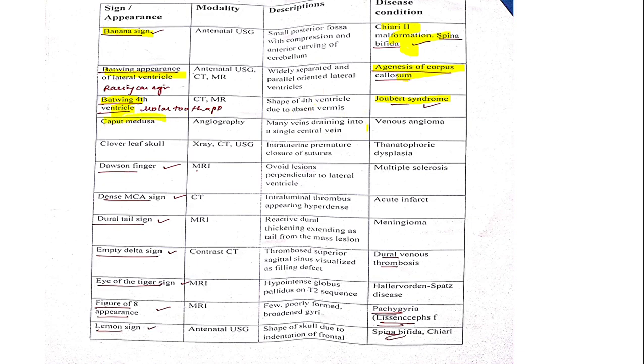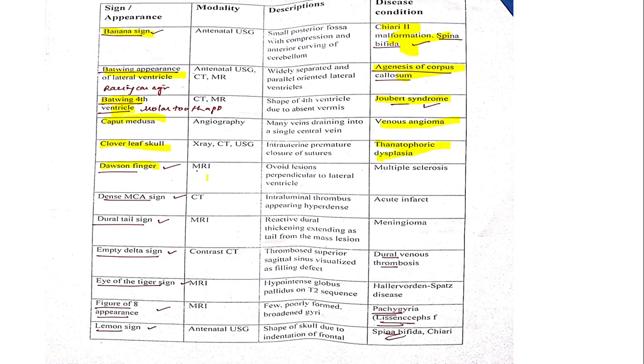Caput medusae is seen in venous angioma, seen in angiography. Clover leaf skull is seen in thanatophoric dysplasia. It is due to intrauterine premature closure of sutures.